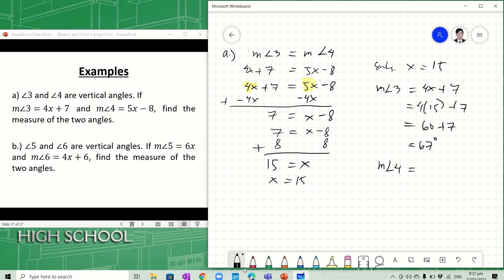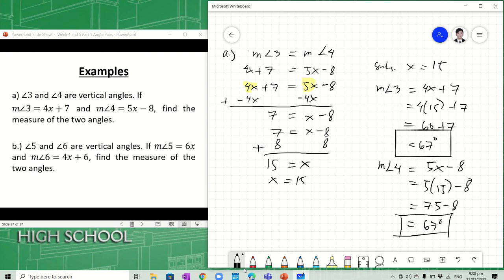So actually, no need to substitute x to angle 4. But to guarantee that we're right, we can do the same process. 5 times 15 is 75. Then minus 8 is 67. So there you go. If you notice, they're equal because they're supposed to be equal.